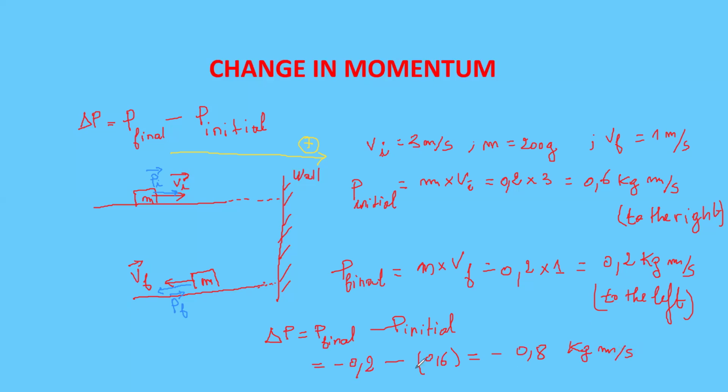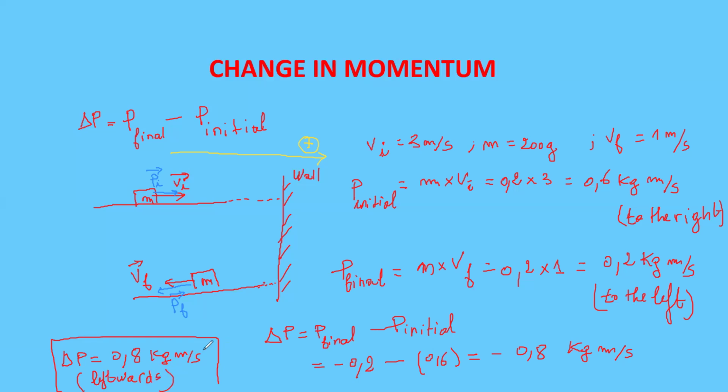Okay, also I can say that delta P is 0.8 kilogram meter per second, but this minus I can express here. What does the minus mean? Minus is opposite to this direction, so to the left. I add here leftwards, or to the left.